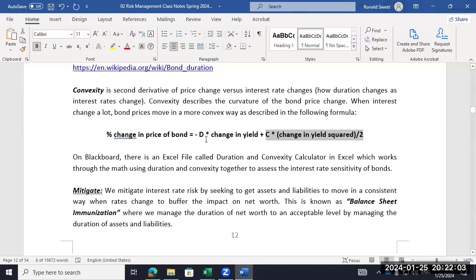So you have minus duration times the change in yield, plus convexity times the change in yield squared, divided by 2. So you're squaring a small number. So convexity has very low impact on your bond price unless interest rates change a lot. You have to change a whole lot for that to become an issue.